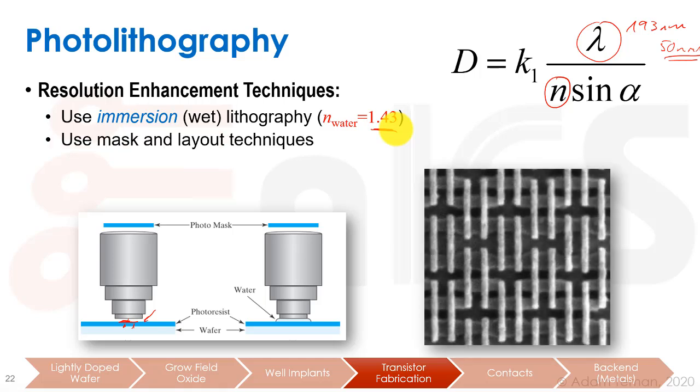Okay, there are many mask and layout techniques. For example, if you look here, this is a microscopic image of SRAM, and you can see that everything is very regular. You see that all of these lines are exactly the same space away from each other. They're all very straight. They're the same orientation.